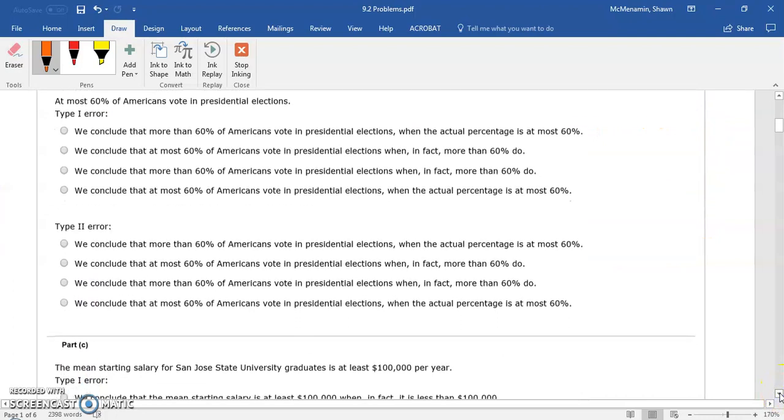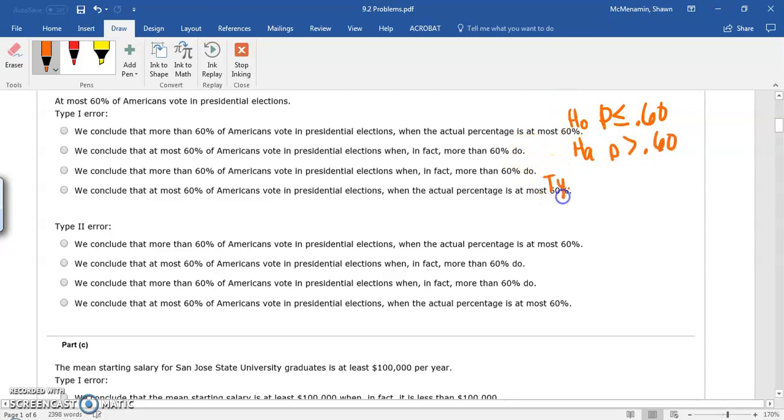Okay, at most 60% of Americans vote in presidential elections. Think of if you have at most $5 in your wallet. At most is less than or equal to, so at most 60%. That's your null because it contains the equal sign. Your HA is P is greater than 0.60.